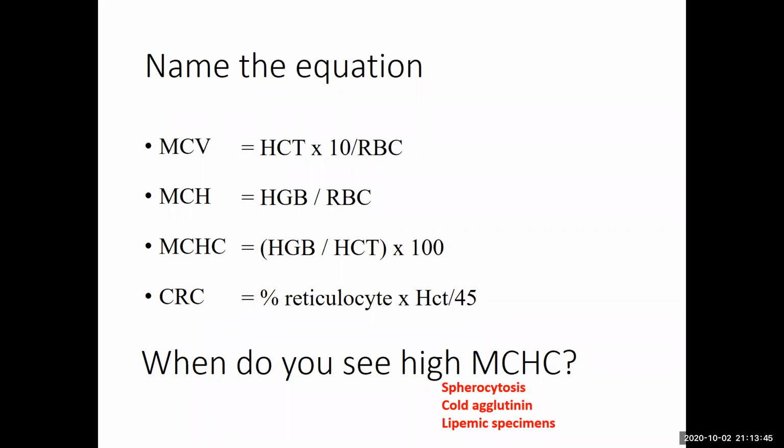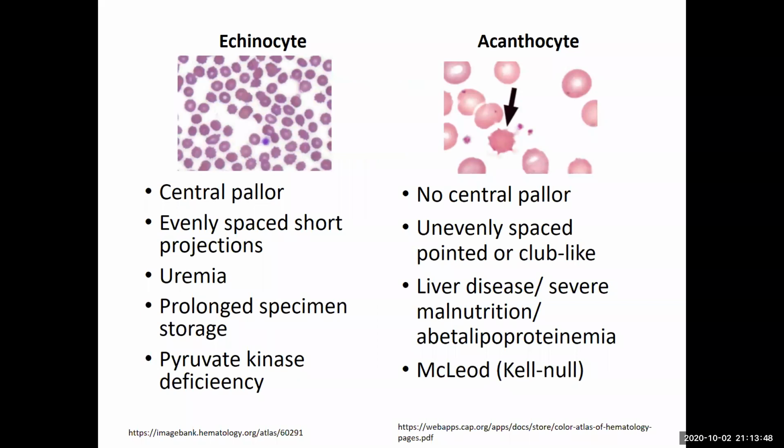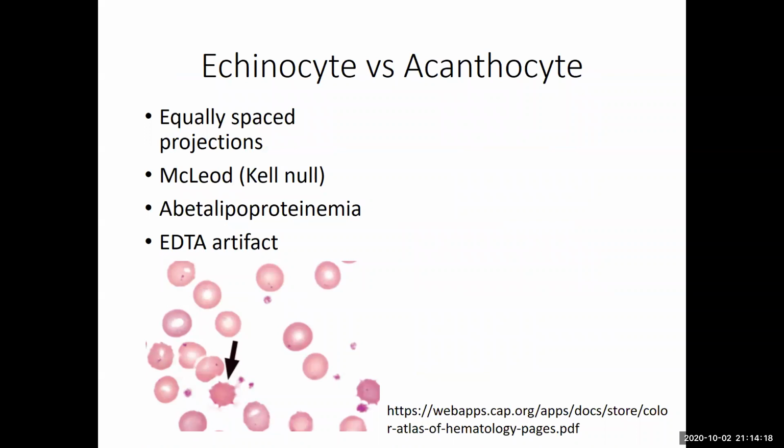Okay, good to know. So echinocyte and acanthocyte, I'm just giving you guys a basic overview of the differences. So one has a central pallor, one does not. One has evenly spaced projections, one does not, and has club-like projections, whereas the other one, the echinocyte, has short projections. Echinocyte is associated with uremia, so just think of kidneys, whereas the acanthocyte is liver. Acanthocyte also is notably associated with McLeod. So I hope you guys retain something. So which one is this? Equally spaced projections, echinocyte or acanthocyte?